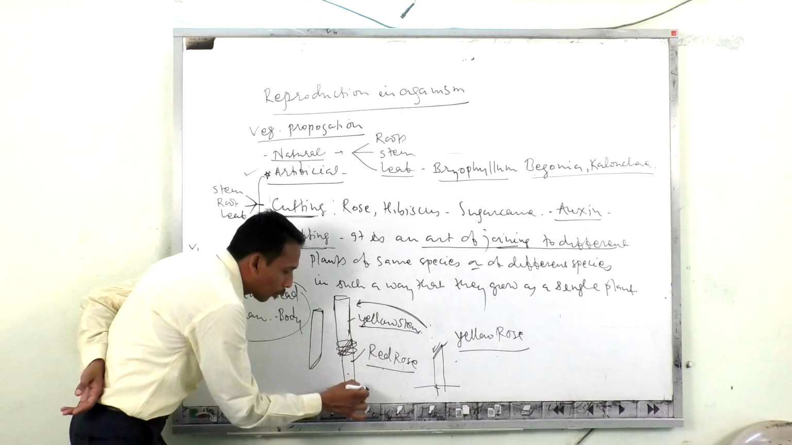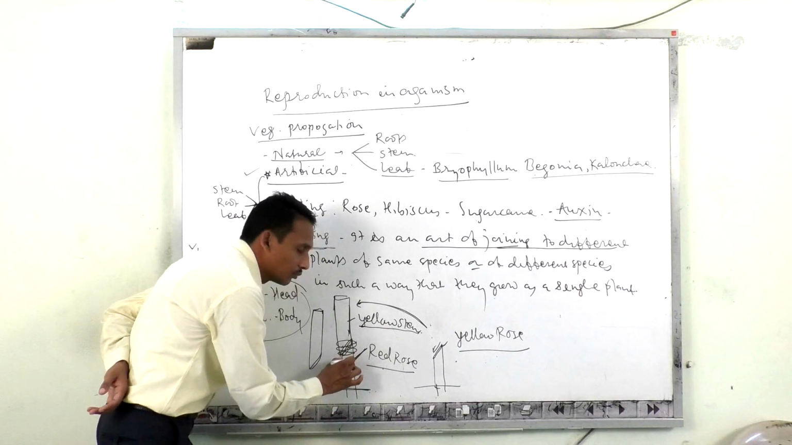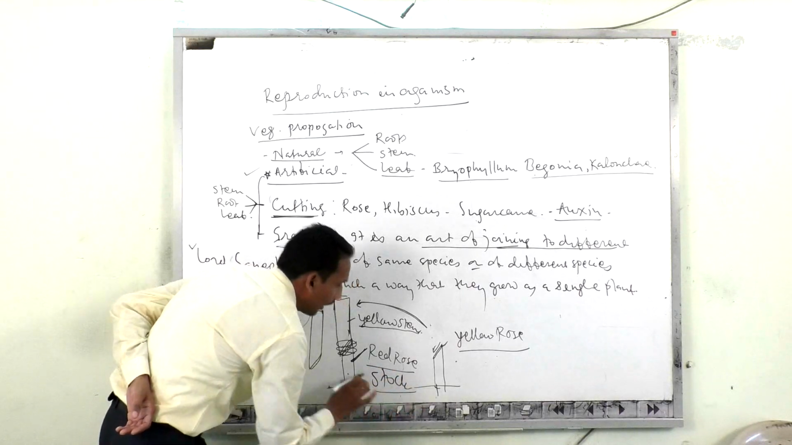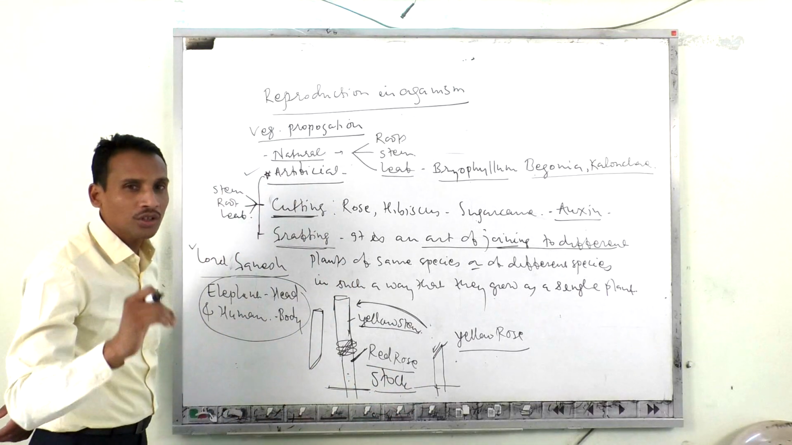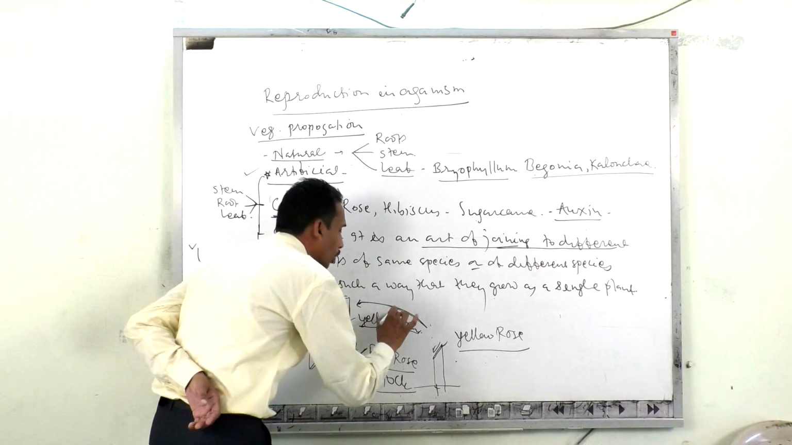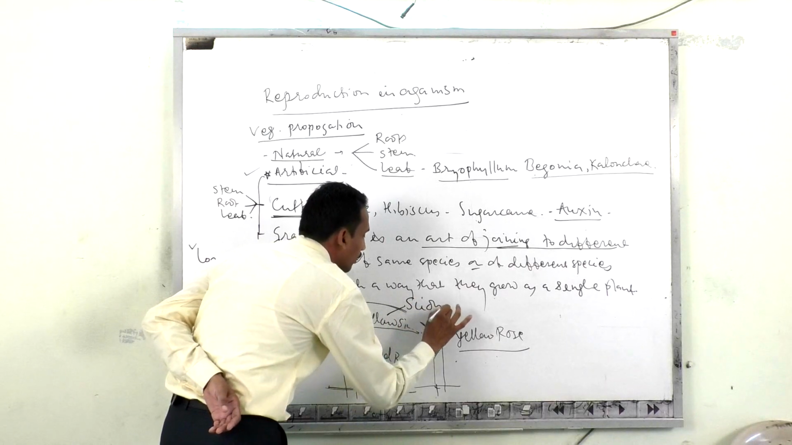Here, the lower portion, the rooted portion of the red rose, is called the stock, and the excised portion of the yellow rose which is grafted over this stock is called the scion.